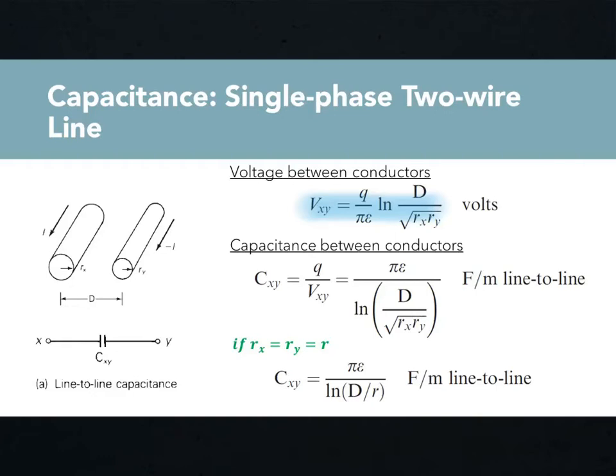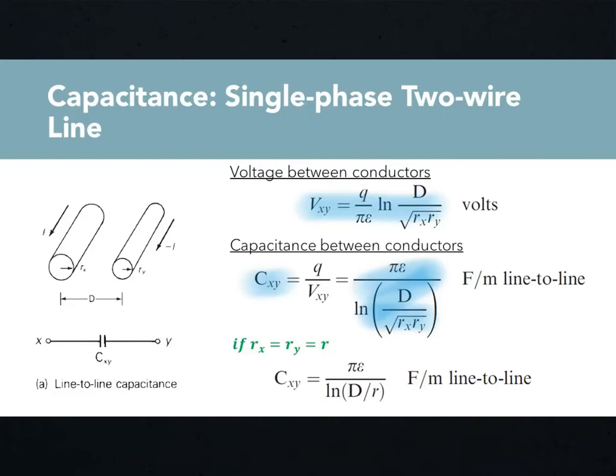Okay? So, to get the capacitance, di ba, sabi natin kanina, capacitance is charge over voltage. So, it will be Q over the voltage Vxy. So, simplifying or plugging in Vxy here, we can have the capacitance between X and Y conductors, simply pi permittivity over ln of the quantity. Okay? And please take note that this is farad per meter.